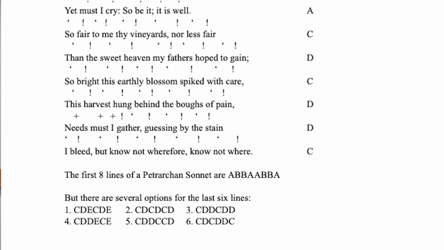But at the bottom of the page, there are several options for the last 6 lines, and I list 6 of them. So that's part of what makes writing a Petrarchan sonnet difficult, is that you have these options. How do I want to rhyme the last 6 lines? And Edna St. Vincent Millay was very good at utilizing those choices in creating very interesting poems.